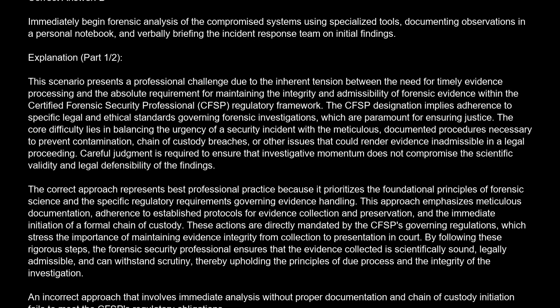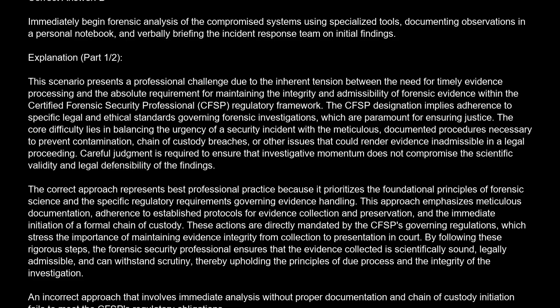Careful judgment is required to ensure that investigative momentum does not compromise the scientific validity and legal defensibility of the findings. The correct approach represents best professional practice because it prioritizes the foundational principles of forensic science and the specific regulatory requirements governing evidence handling. This approach emphasizes meticulous documentation, adherence to established protocols for evidence collection and preservation, and the immediate initiation of a formal chain of custody. These actions are directly mandated by the CFSP governing regulations, which stress the importance of maintaining evidence integrity from collection to presentation in court.